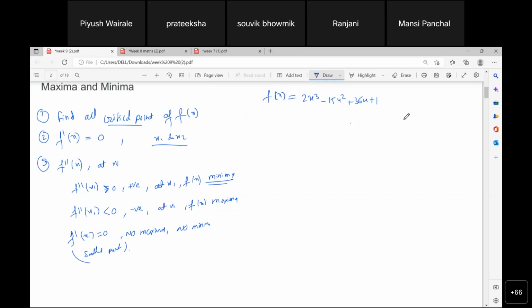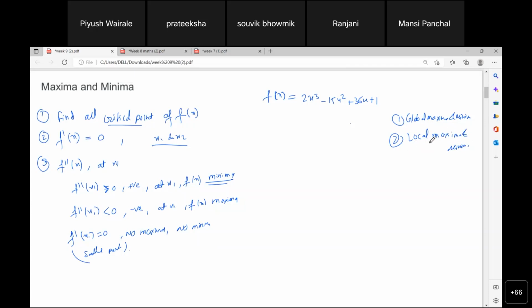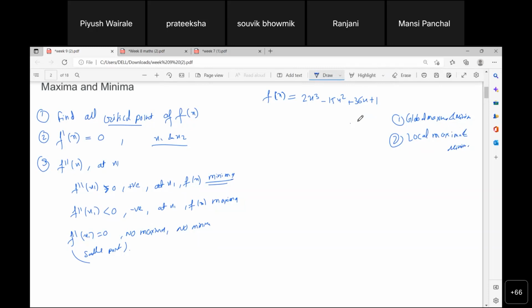Okay, so there is one more concept: global maxima and minima. The second one is local maxima and minima. Can anyone tell me the difference between local and global maxima and minima? There can be multiple local maxima, but there can only be one global maxima. So can I say my global maxima is also a local maxima?